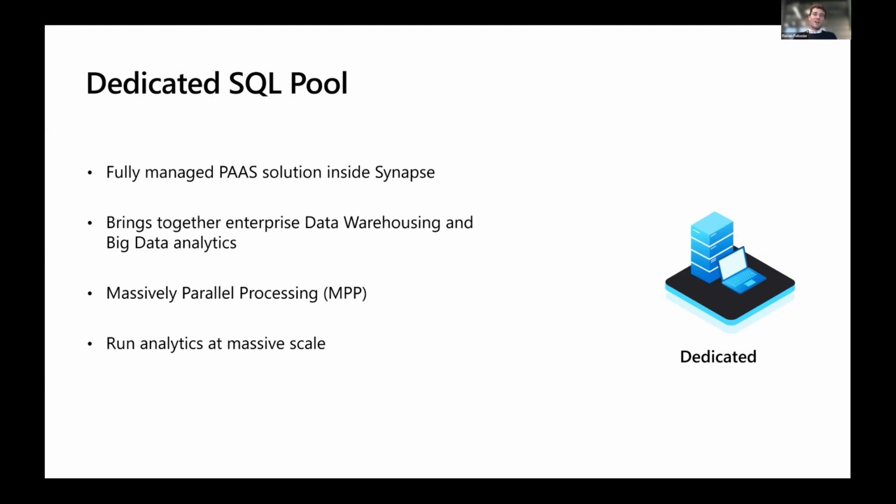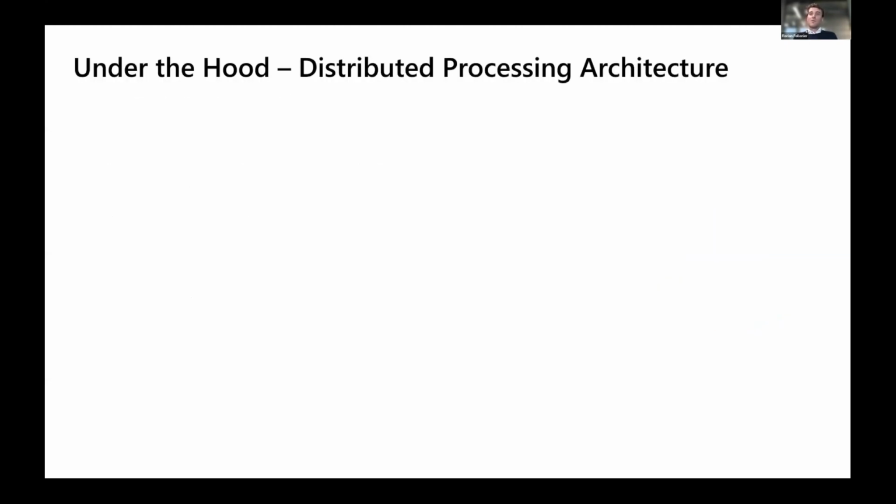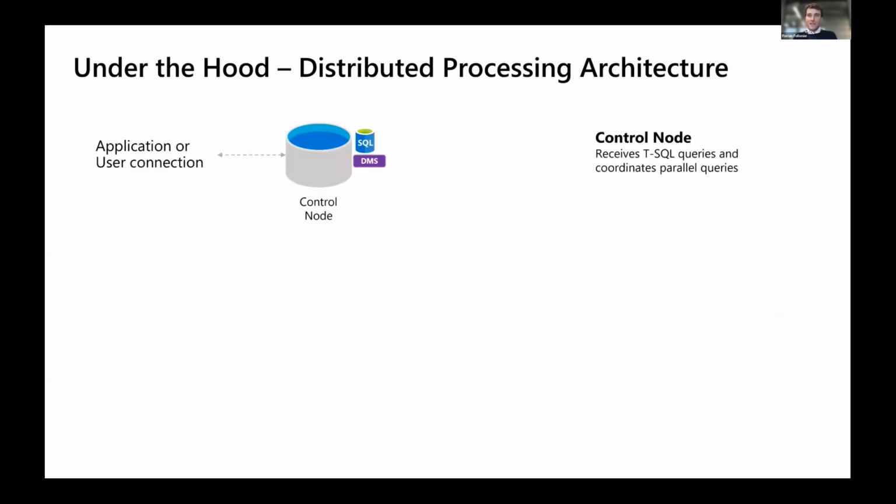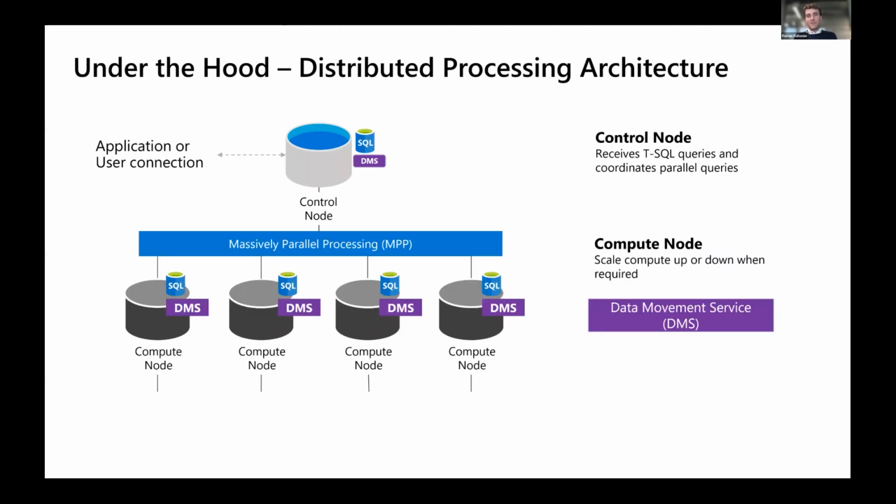Here I would like to speak a bit more about what happens under the hood for dedicated SQL pool. We have this massively parallel processing engine in dedicated SQL pool, which distributes the whole work among several compute nodes. And this works as follows. We have one control node that communicates with the application or the user that enters a SQL query. Then we have several compute nodes in the next level. The control node distributes the work to the compute nodes and also makes sure that the data is there to complete the job.